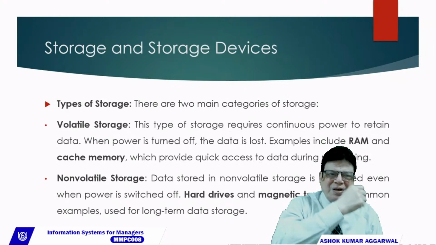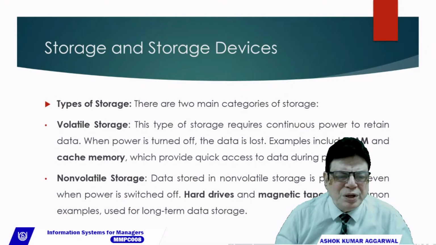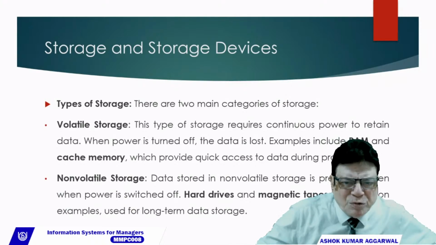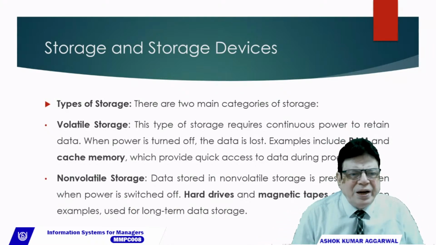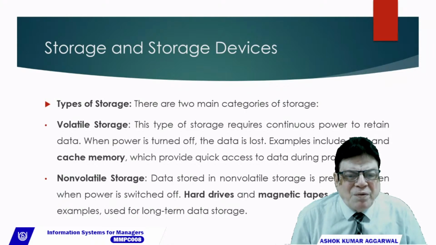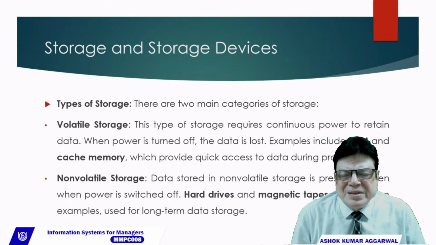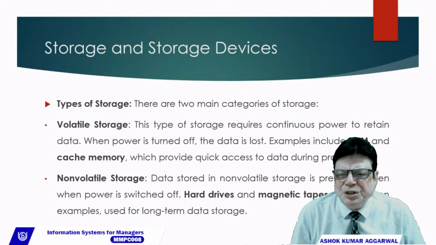Storage and storage devices, types of storage. There are two main categories of storage. Volatile storage requires continuous power to retain data. When power is turned off, the data is lost. Examples include RAM and cache memory, which provide quick access to data during processing.